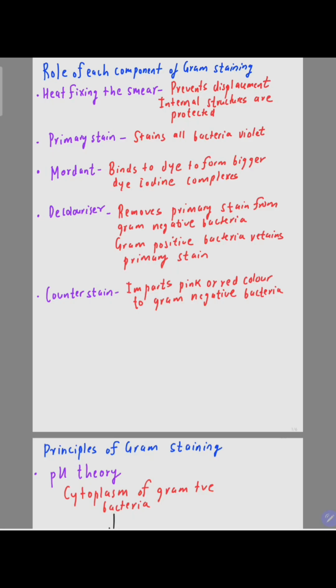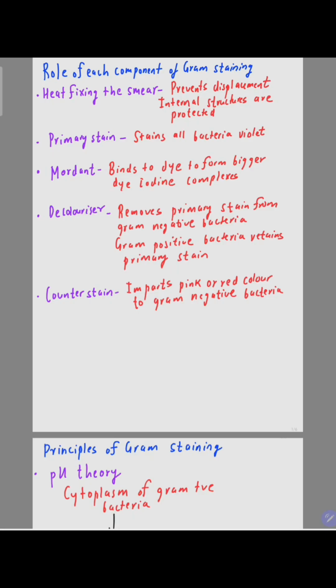Then comes the decolorizer. The use of the decolorizer is very important, as I already discussed in the last video, which is the most critical step. Now I'll explain why it's critical. It removes the primary stain from the gram negative bacteria, whereas the gram positive bacteria retain the primary stain.